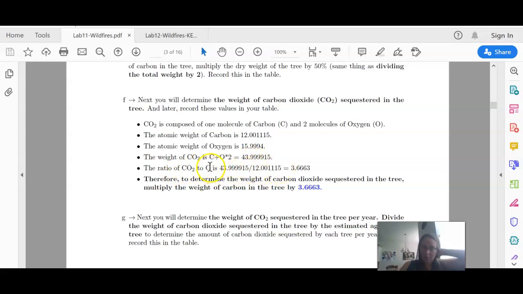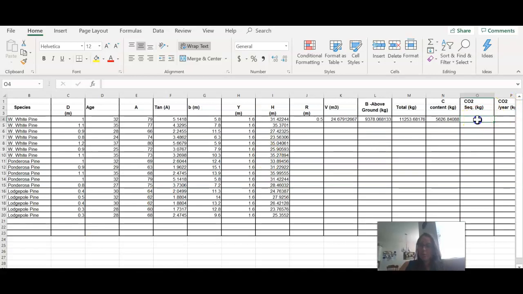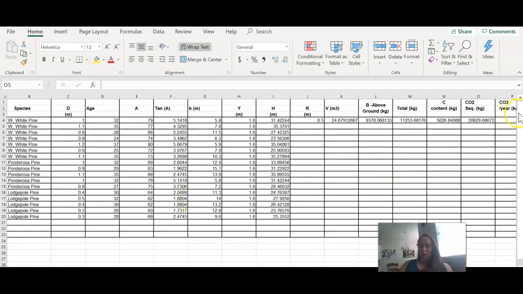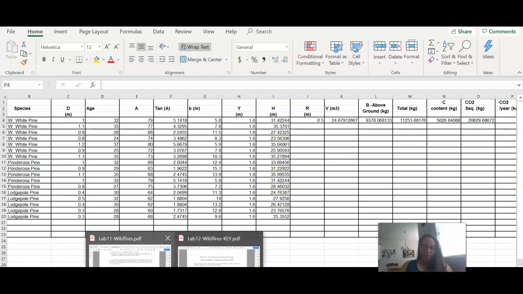That's how much carbon dioxide there is in reference to how much carbon you have. So there's 3.6 times, or close to 3.7 times, as much carbon dioxide as there is simply carbon. Therefore, to determine the weight of carbon dioxide that is sequestered in the tree, what you need to do is multiply the weight of the carbon in the tree times 3.6663. So hopefully that made sense. If it didn't, reread it a few times. If you have any questions, let me know. But let's go ahead and do that really fast. We say that this is going to be equal to the weight of the carbon in the tree times 3.6663. Excellent.